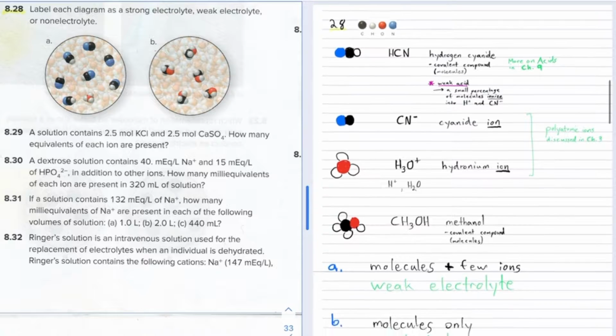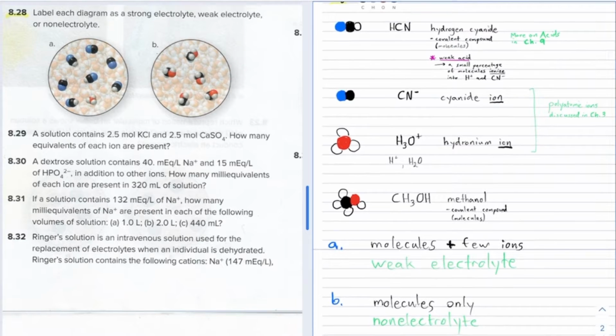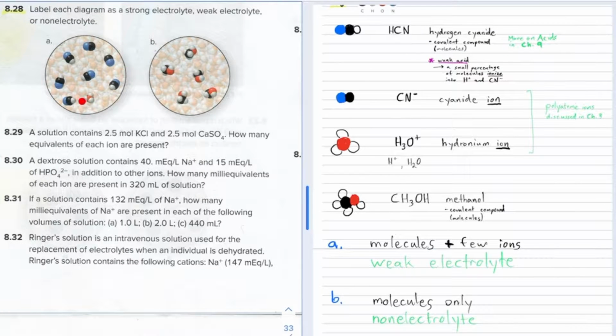Now, solution A only has a couple of ions in there. Most of what's dissolved are molecules. There's only a few ions. That's going to make solution A a weak electrolyte. When you just have a few ions, it's not going to conduct electricity very well. It does so a little bit, but not very well. So this is a weak electrolyte.